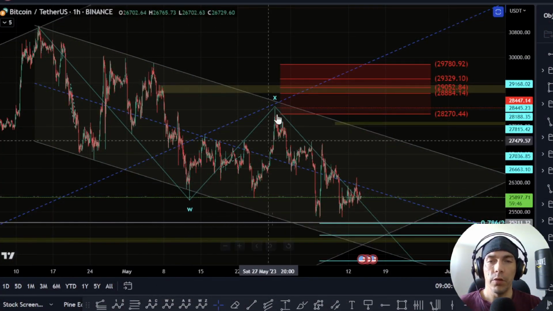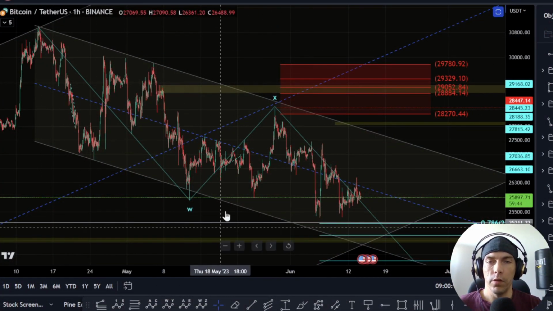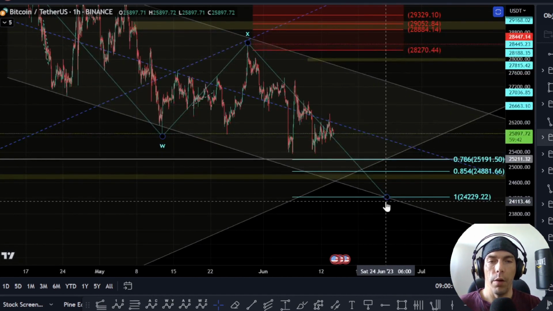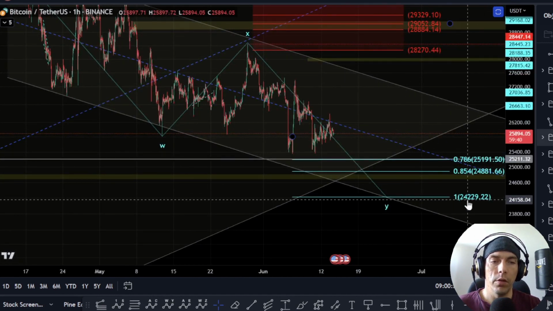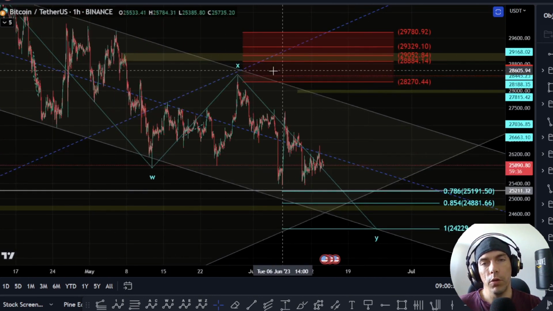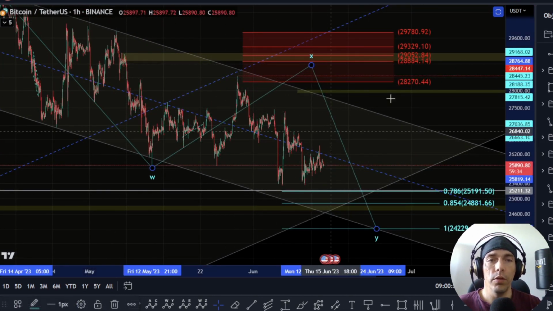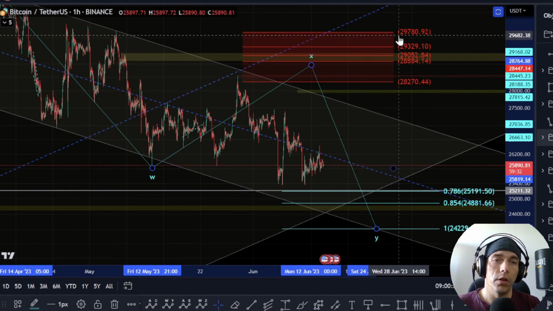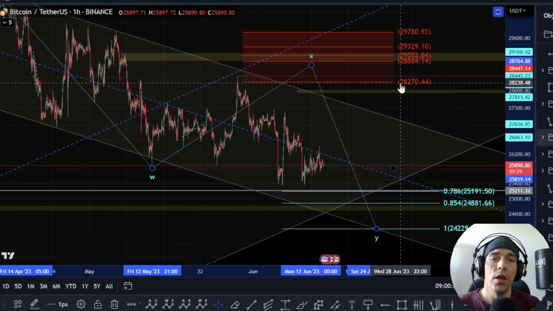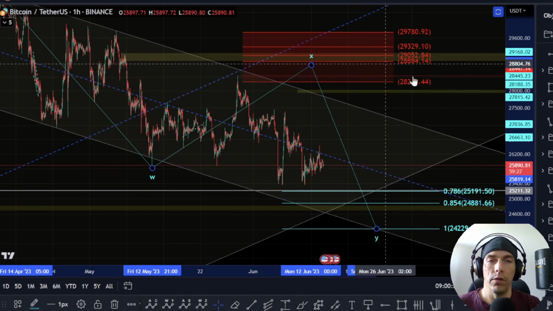Okay, so the primary way I'm still looking at this as a corrective move, looking at this as a bigger WX and looking for this Y wave to the downside. Now the one-to-one target here of this is this 24,229. Now there is also the potential that we could still be within this X wave and we could still be looking for a move to the upside, looking to actually target out this 29,780 to this 28,270 range.